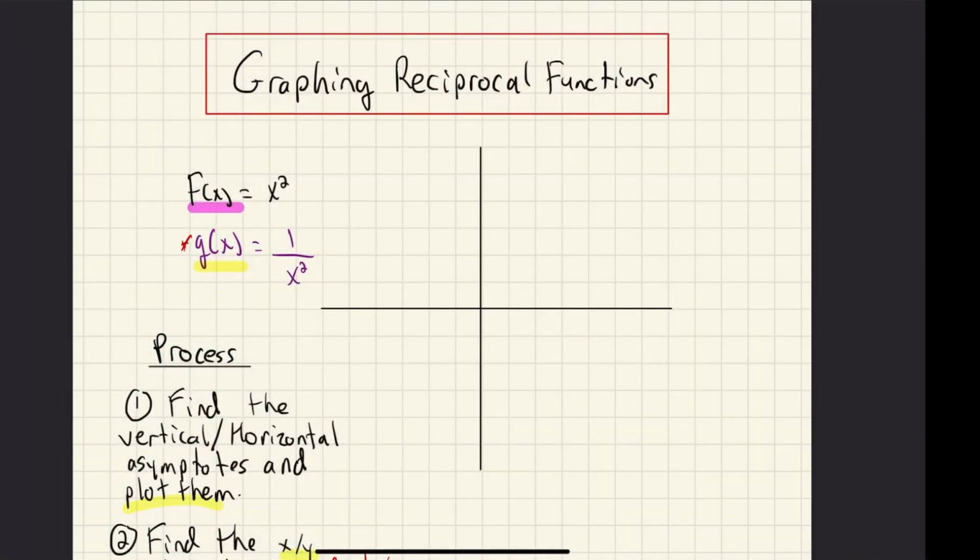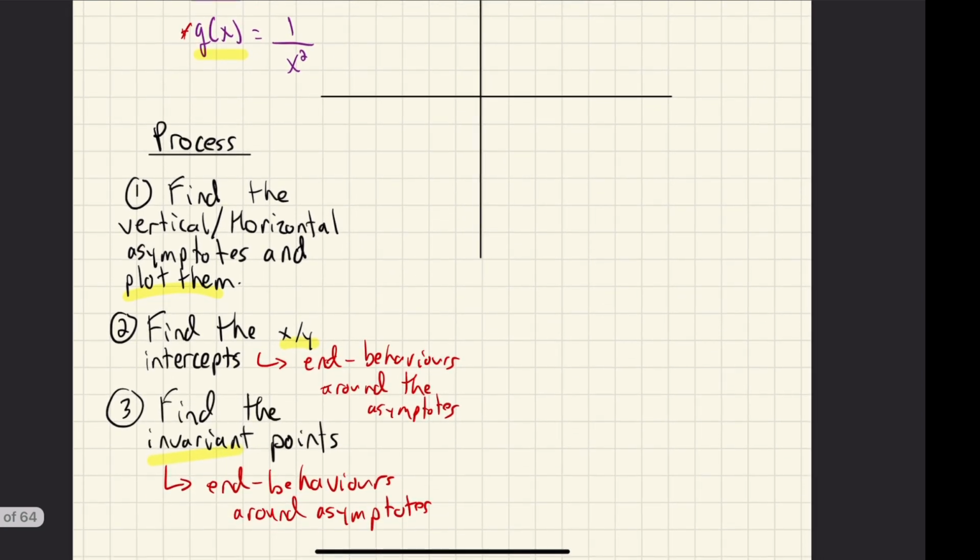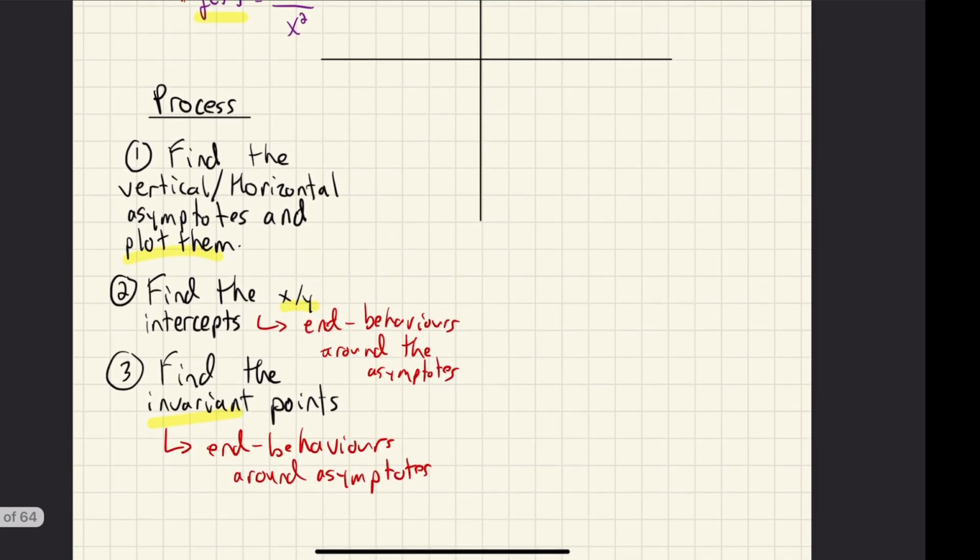So, when it comes to graphing reciprocal functions, we're going to do it in light of the original function. So, f(x) = x² represents the original function, and g(x) = 1/x² represents the reciprocal of f(x). And so the process is fairly simple, although it can look complicated. But if you follow this, it should help you consistently solve these problems or sketch graphs of reciprocals.